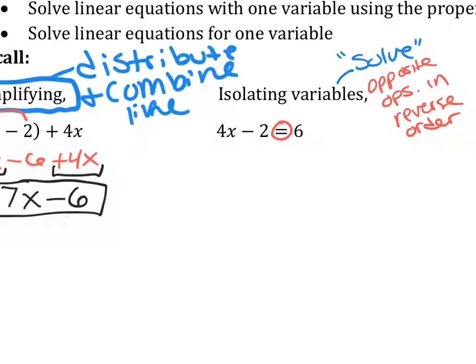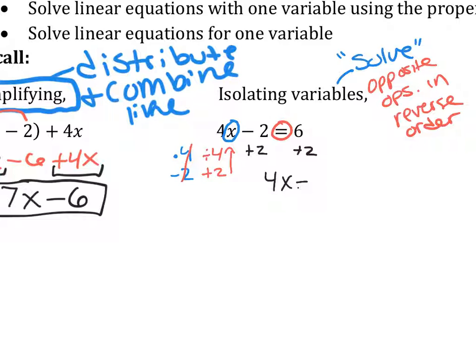If there's no equal sign, you can't do any opposite operations. So here, we're trying to get x by itself. The first thing that's happening to x is it's being multiplied by 4. Then we're subtracting 2. So you would do the opposite operations in the reverse order. So you would add 2 first to both sides.